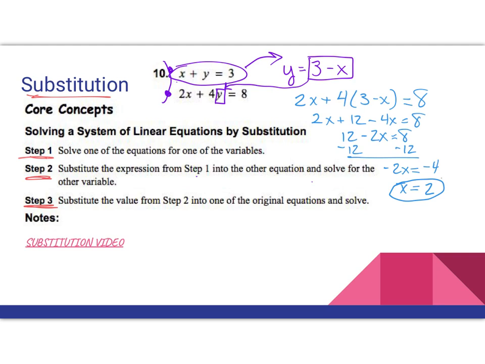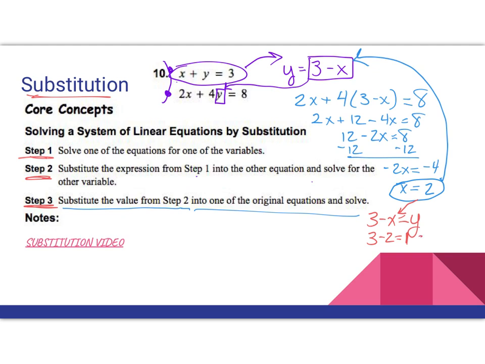So then I take that half answer and go back up to that substitution to get the last part. So it says substitute the value from step 2 into one of the originals. And so all I have to do, and I'll do it on the bottom here, 3 minus x was equal to y, so I put that x in there as a 2. 3 minus 2 is equal to 1. So that y is equal to 1. So now I've got my point. My actual answer was the (2, 1).